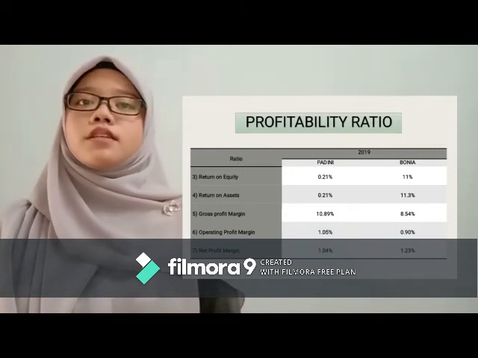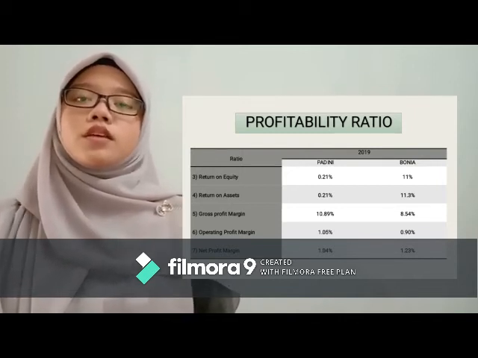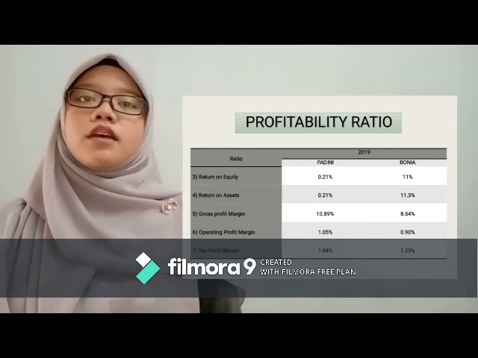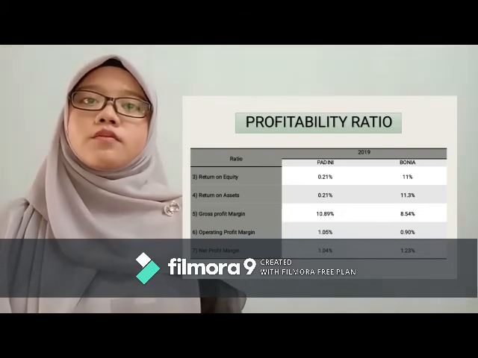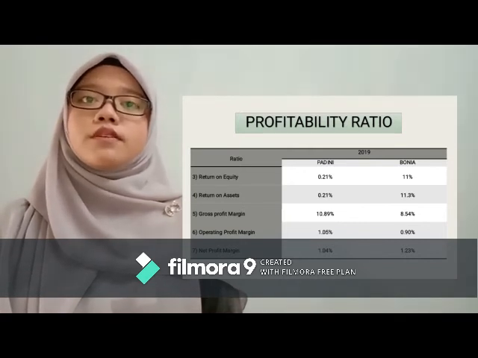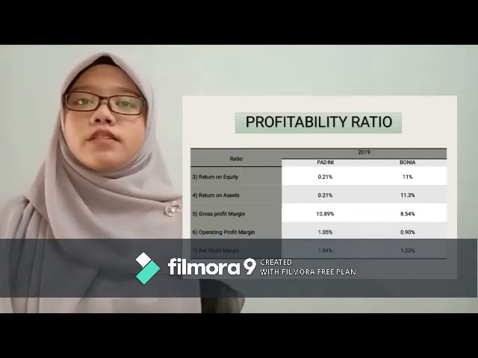The first one is return on equity. Return on equity for Padini is the lowest compared to the other company. The highest is Bonia with 11%, then Padini has 0.21%. Okay. The next is return on asset. Return on asset, Bonia is higher than the other company, which is 11.3%. Then Padini gets 0.21%.